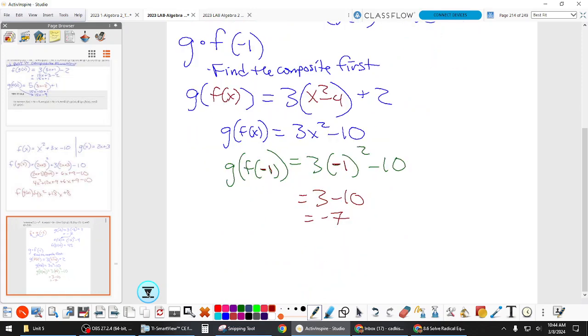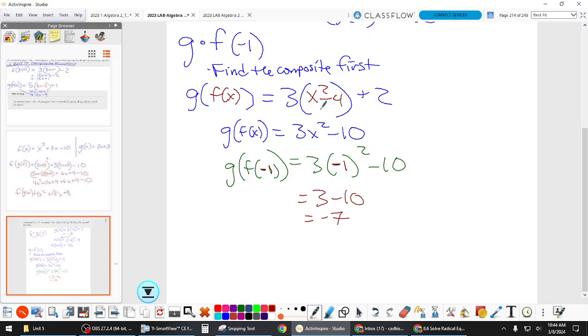Oh, wait, what? Not that answer, but I did not do that step. Which step? The first step, or actually all of it. Okay. Well, again, we could have plugged negative 1 in to f. Negative 1 squared minus 4 is negative 3. Yeah, and then plug that in. Into g, yeah, which would be 3 times negative 3, which is negative 9 plus 2.